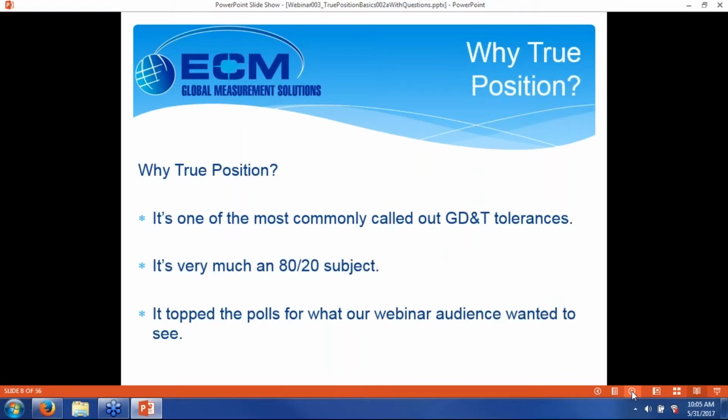Okay, why are we talking about true position? It's a very commonly called out tolerance type. It's an 80-20 subject, which means I can talk briefly, for this half hour, and you'll maybe get, maybe not 80, but maybe 70% of what you need to know about true position to do work, practical applications. Also, it topped the polls for what our webinar audience wanted to see.